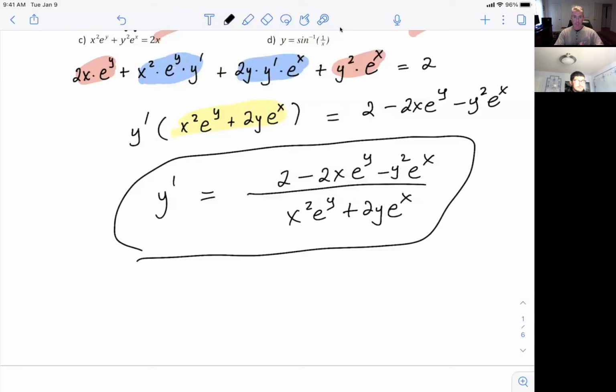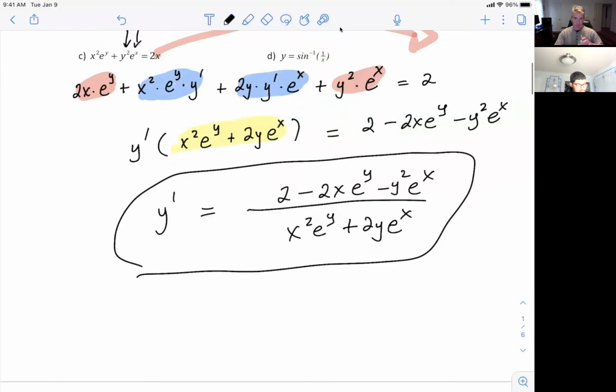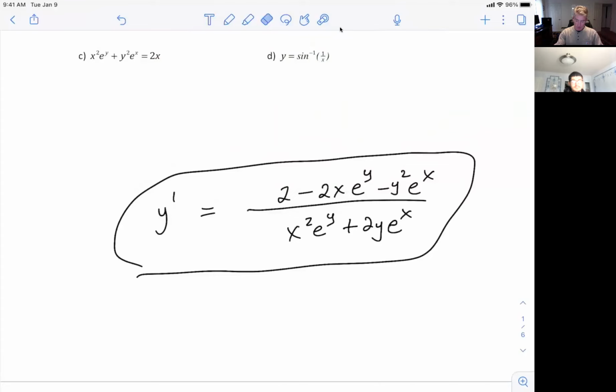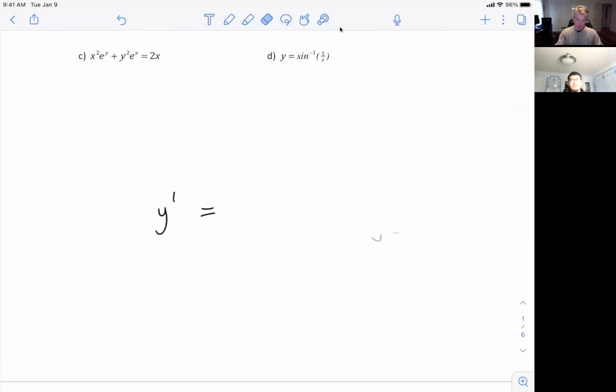Then for part D, take the derivative of sine inverse of 1 over x. Each week I space these out more and more, thinking that's definitely going to be enough space. It's never enough space.